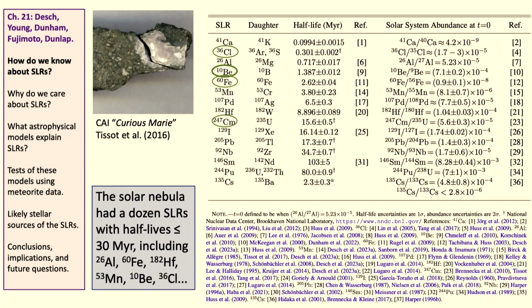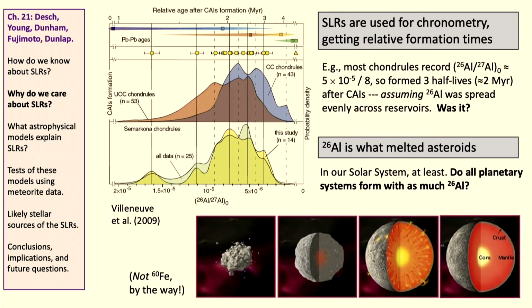So we have a long list of radionuclides, and we'd like to know a lot more about them. Now, why should we care about short-lived radionuclides? There are a lot of reasons for this community to care. One is this is how we figure out when things happened. This is how we do chronometry. And you can get much more precise sequence of events using meteorites than through astronomical observations.